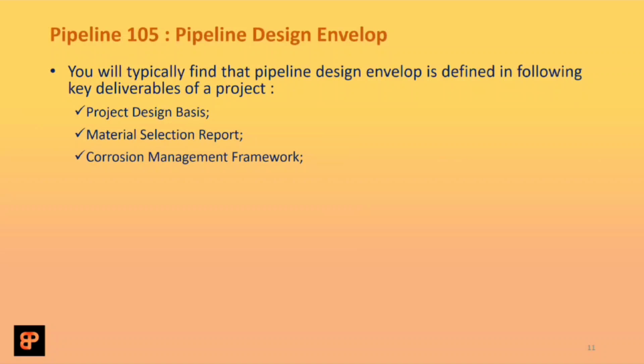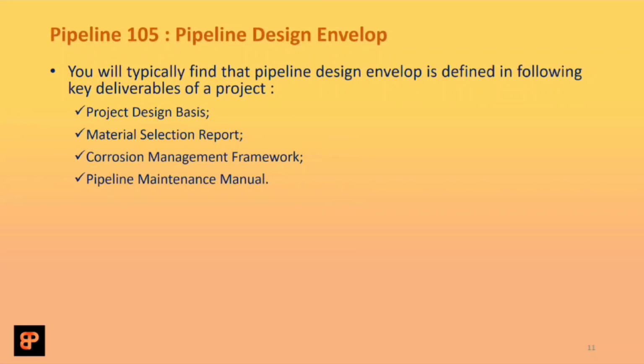All these requirements are recorded in the corrosion management framework, and therefore, as part of the corrosion management framework, the pipeline design envelope is the first and foremost thing to record, and that forms a reference for the facility and pipeline to be operated and maintained.